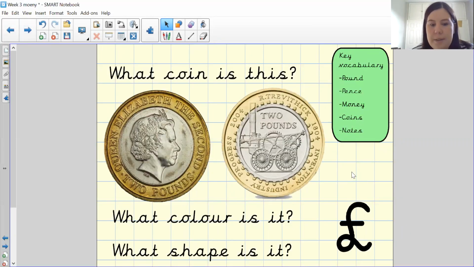What coin is this? It is a £2 coin. Well done. Draw the £2 coin and tell me the colour and the shape, please.